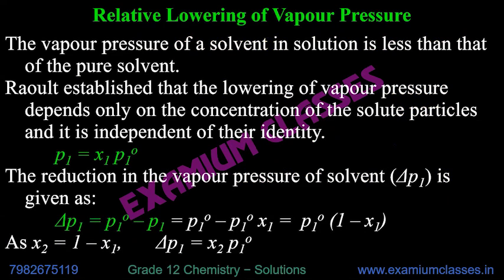First, the relative lowering of vapor pressure. The lowering in vapor pressure will be based on the final vapor pressure and the initial vapor pressure. Normally, delta is final minus initial. That's the convention. But if we are saying lowering, then we don't need to put the negative sign. Remember what I am saying. You can understand it from the profit and loss concept in mathematics.